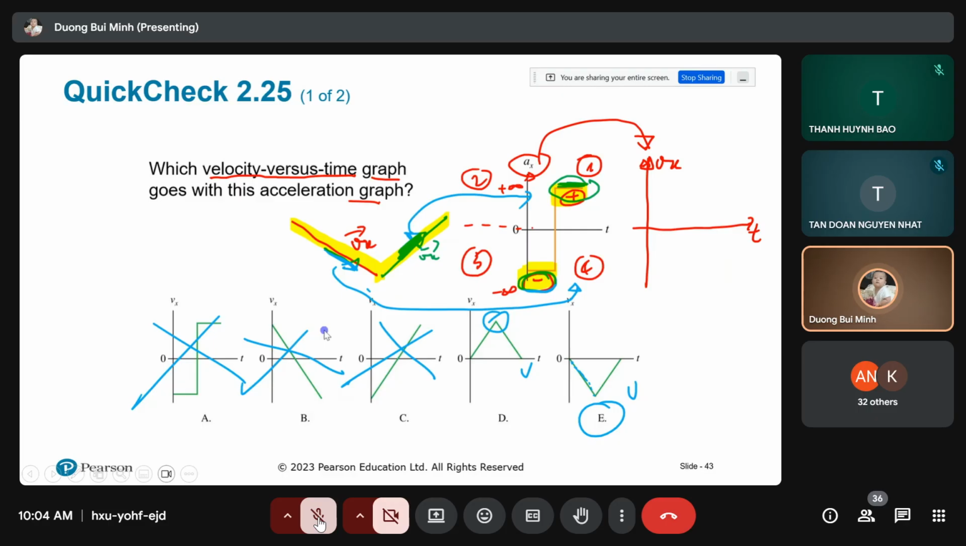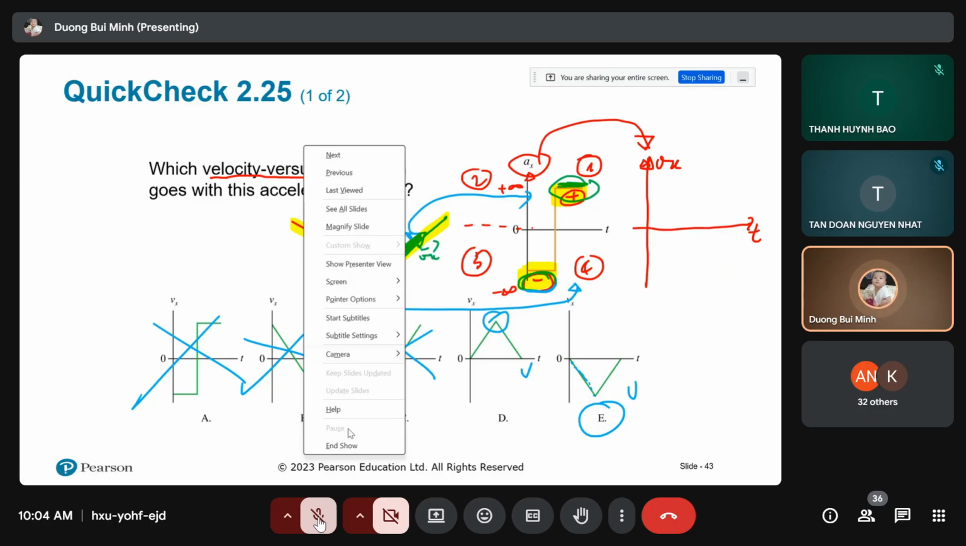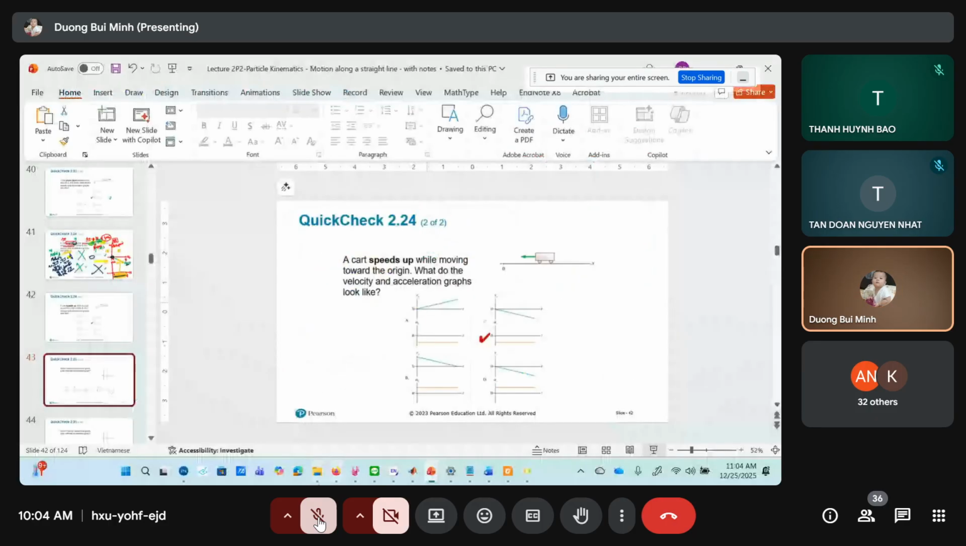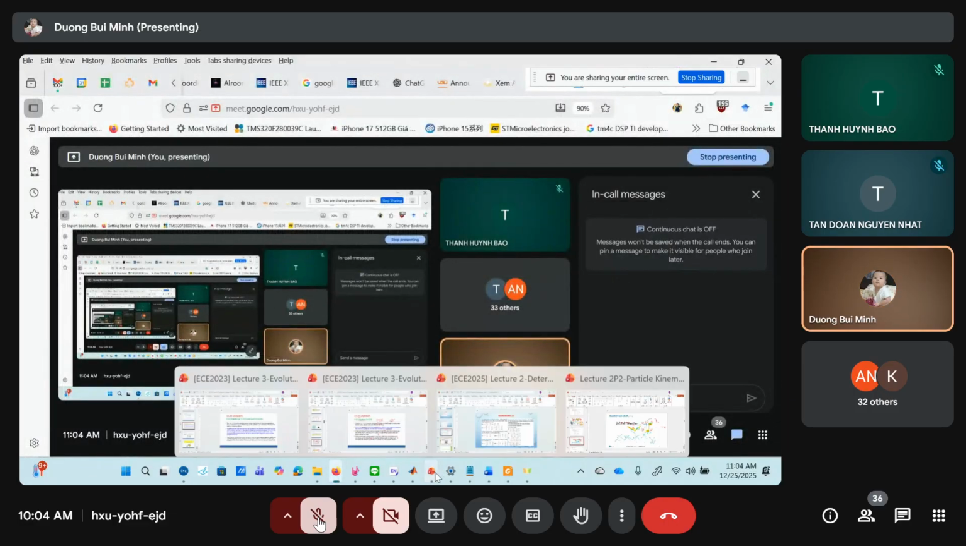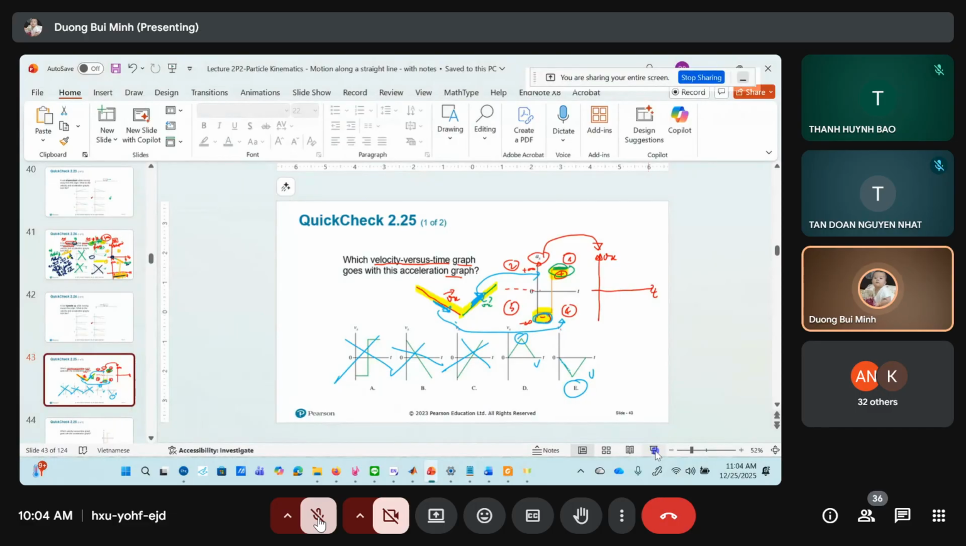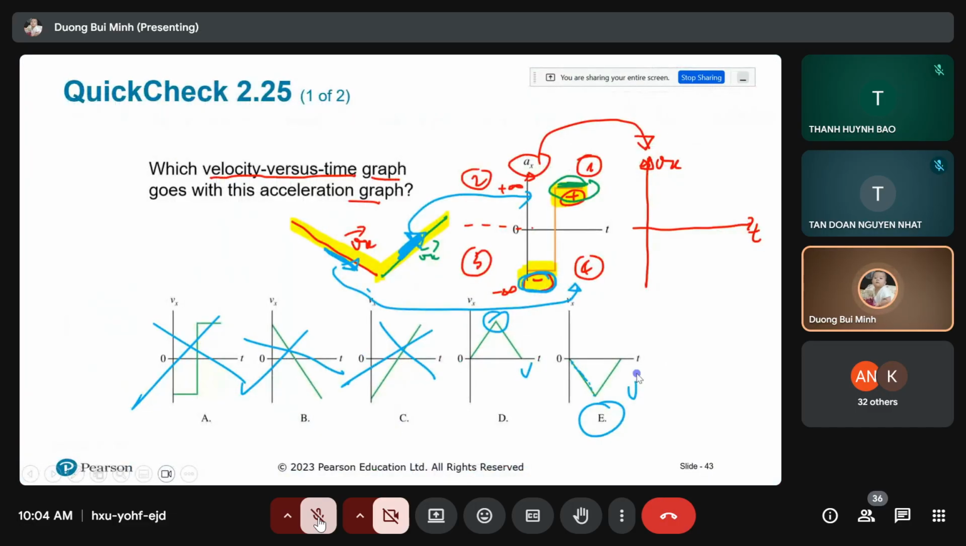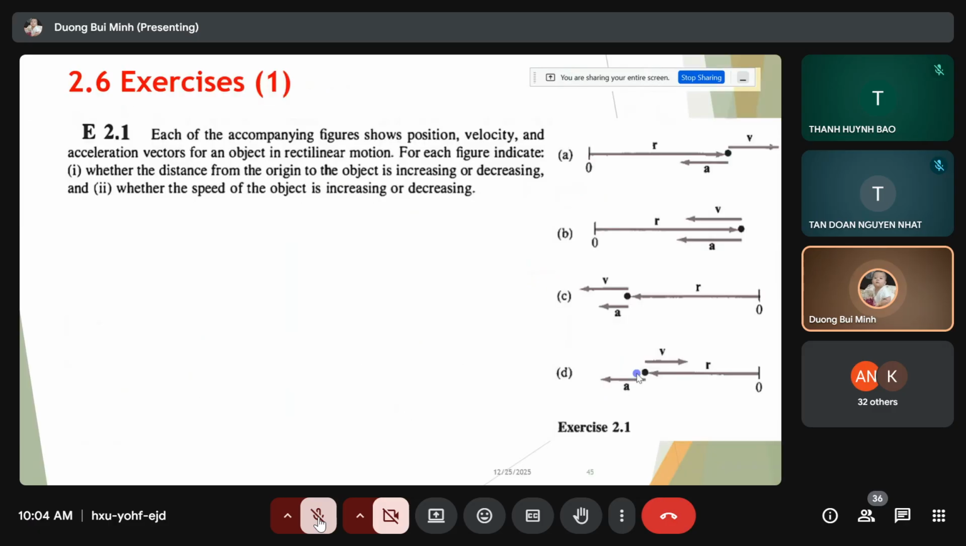Any questions so far? Okay, so if no, let me check. Are there any questions? Okay, good. I think the physics 1 course is very easy. Okay, all of you can understand. Okay, so we finished. Now we have the exercise.